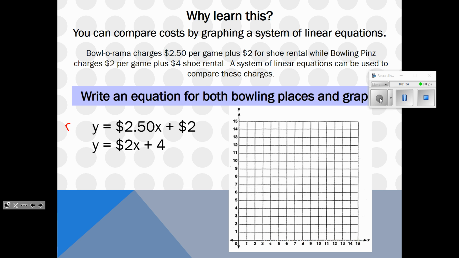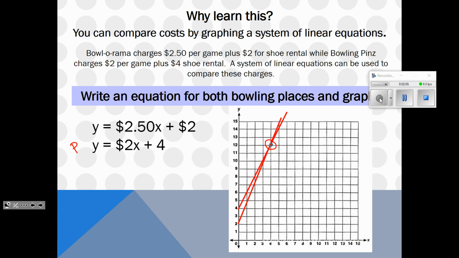So in this particular scenario, this is the two equations that we would use. This one would be Bowl-O-Rama, $2.50 per game, $2 for shoes. And the other one would be Bowling Pins, $2 per game, $4 for shoes. So we have a y-intercept and we have a slope. I'm going to go ahead and show you what these look like graphed, because we've already talked about how to graph them. If you notice, these two lines are very close together, but they intersect right here.